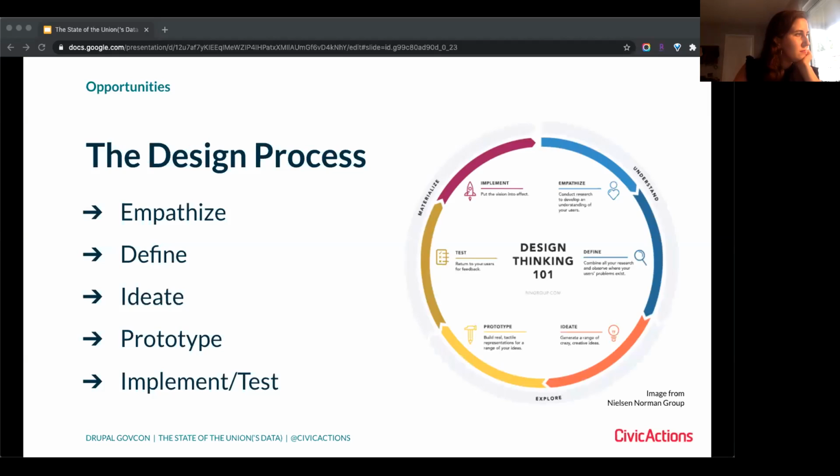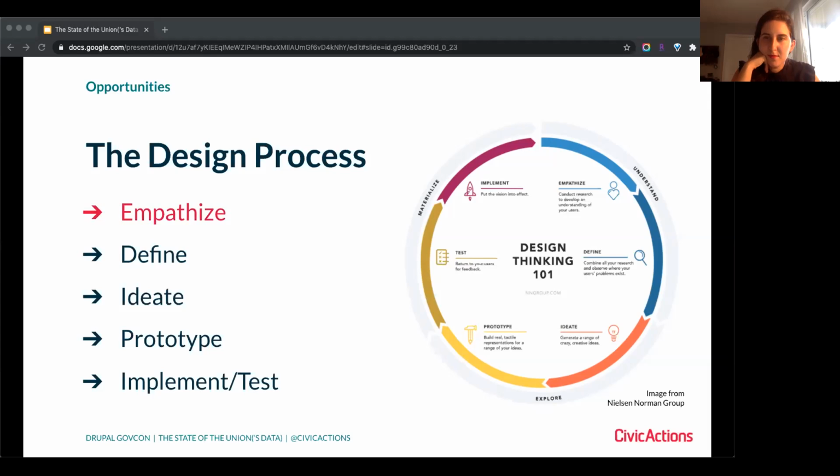So the first question is, what do we do with this information? As a human-centered design team, we follow a design thinking process to help us identify and solve problems. So if you've never seen this before, it starts with empathizing, defining, ideating, prototyping, then implementing and testing, and it's a cycle. So it goes back and starts again at empathizing as we test.